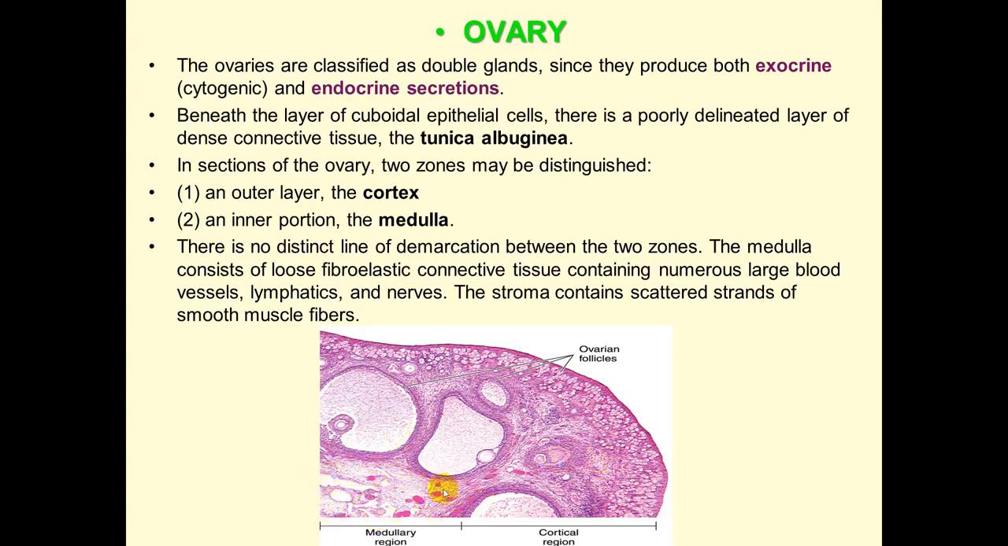We can see that medulla consists of loose connective tissue, fibroelastic tissue, which contains numerous blood vessels. You can see numerous blood vessels, lymphatic vessels, and nerves. And in the stroma, scattered strands of smooth muscle fibers.